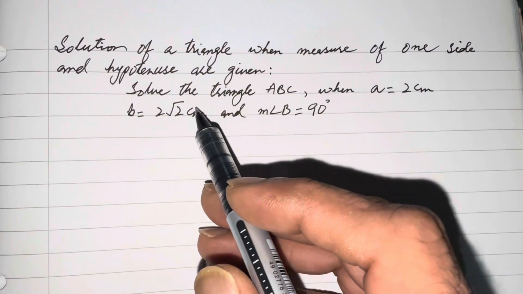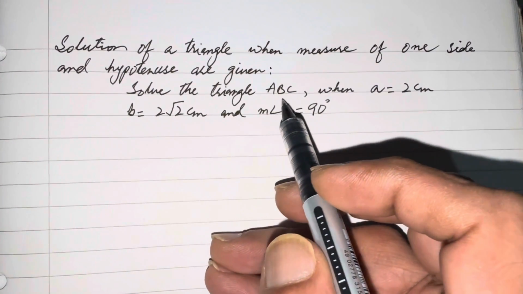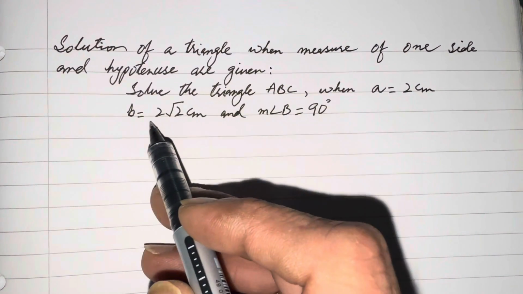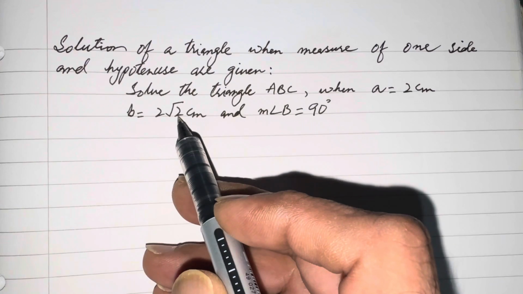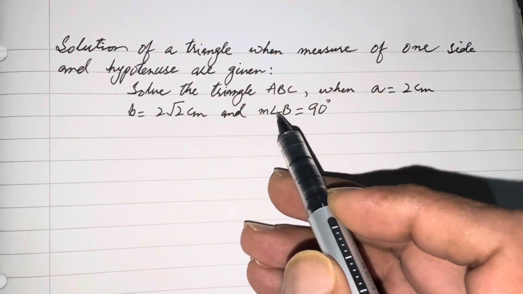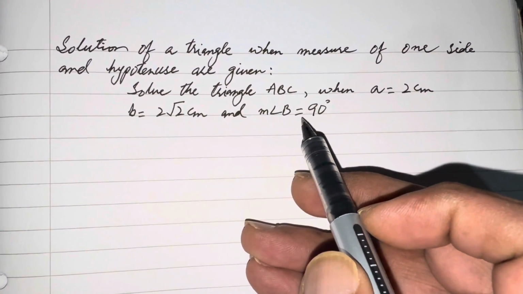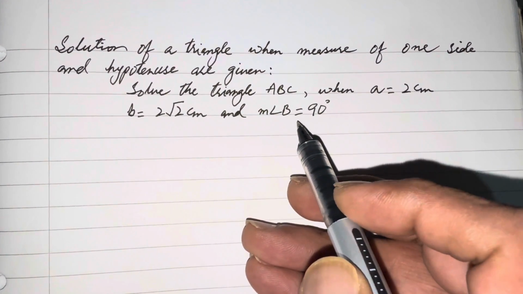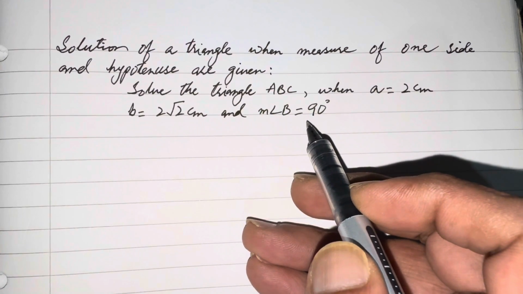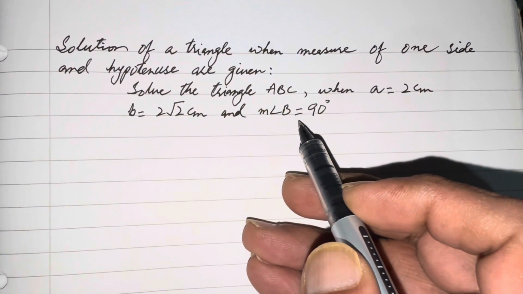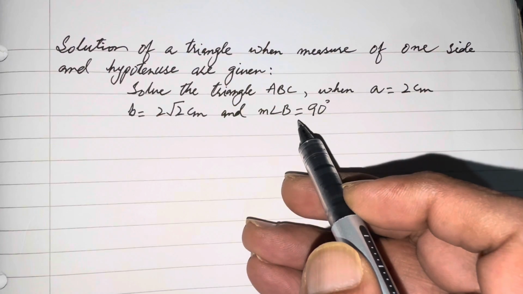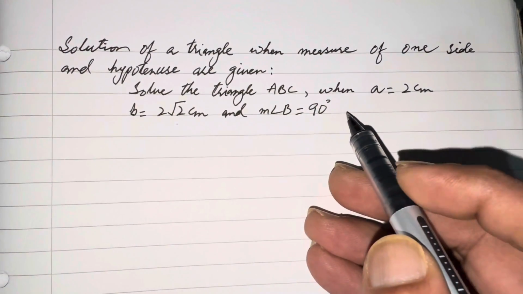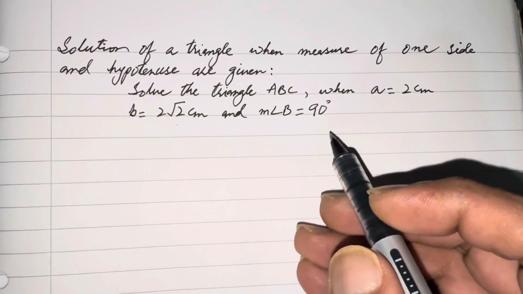So if you see the question: solve the triangle ABC when the side a is equals to 2 centimeter and b is equals to 2 into under root 2 centimeter, and the angle B is given as 90 degrees. So 90 degrees means the right angle triangle has one angle of 90 degrees. So we have to find the other two angles of the right angle triangle, and the two sides are given. So we have to find the third side of a right angle triangle.